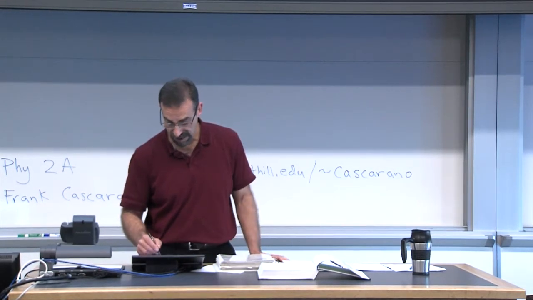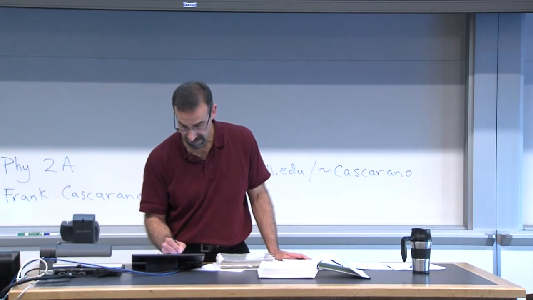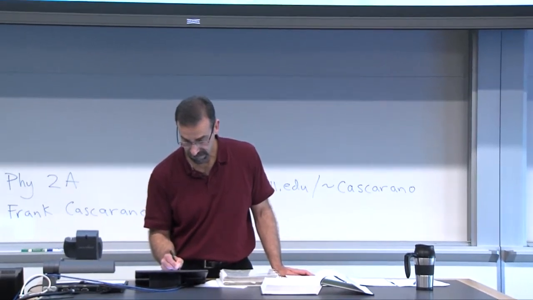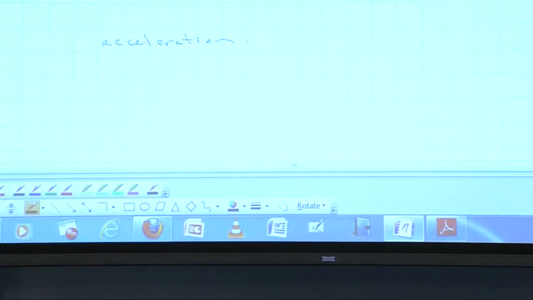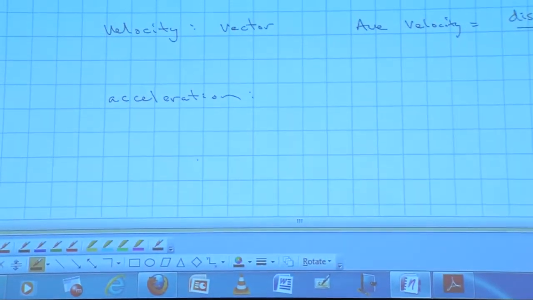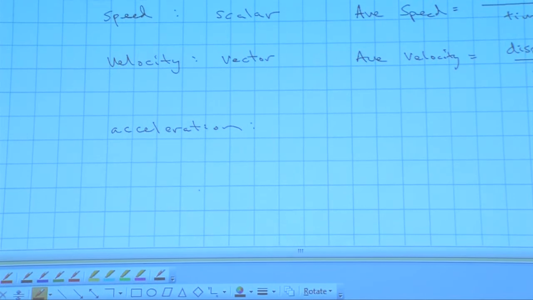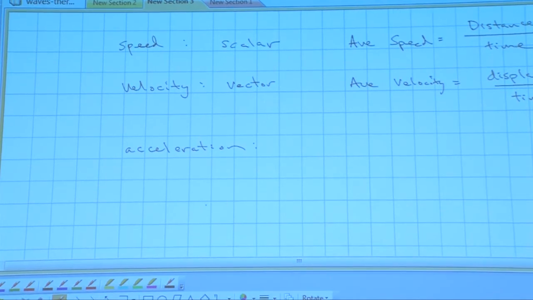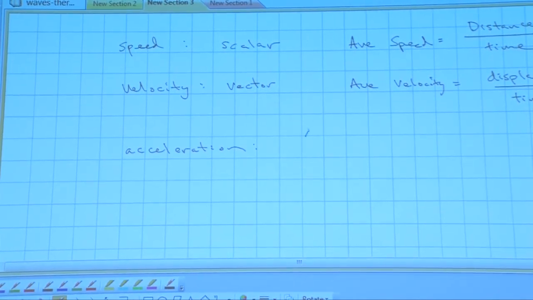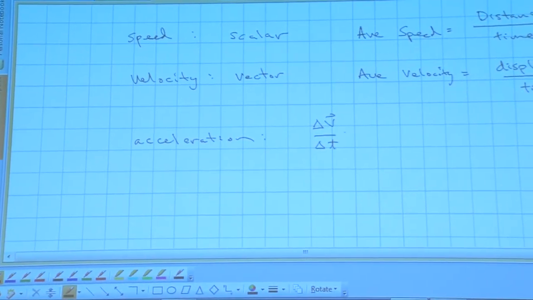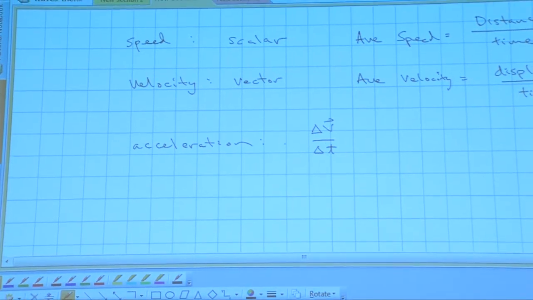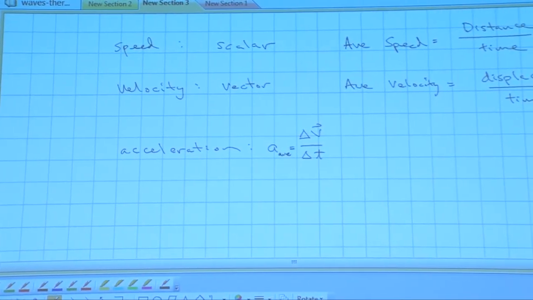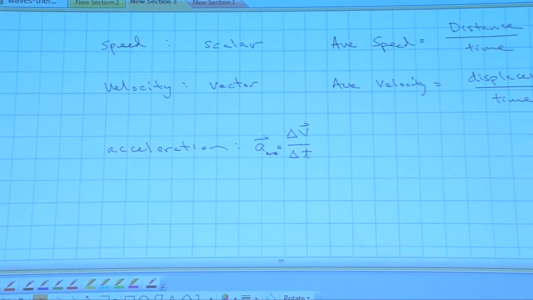The next thing, of course, acceleration. So acceleration, another one of those terms that we use very, very specifically in physics, and we use kind of loosely in everyday language. Acceleration means change in velocity. So a change in velocity over a change in time, right? That would be our average acceleration. Acceleration is also a vector.